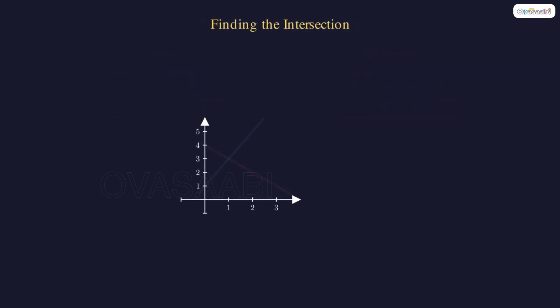Plot both lines. They cross at the point 1, 3. So the solution is x equals 1 and y equals 3. Read the coordinates carefully from the graph. Always check by substituting back.